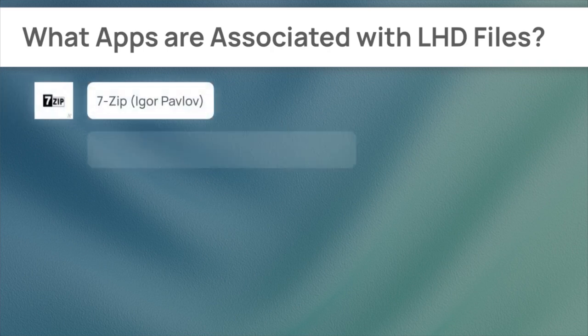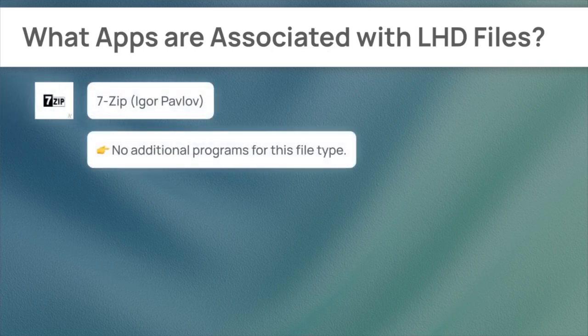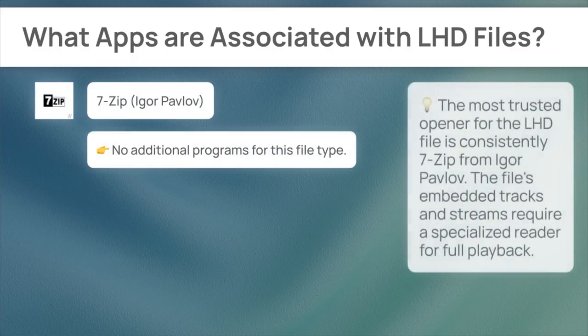The essential opener for the LHD structure is 7-zip developed by Igor Pavlov. Windows cannot fully extract this archive type, requiring dedicated extraction software. Windows previews only limited details inside the archive, so full extraction depends on third-party utilities.